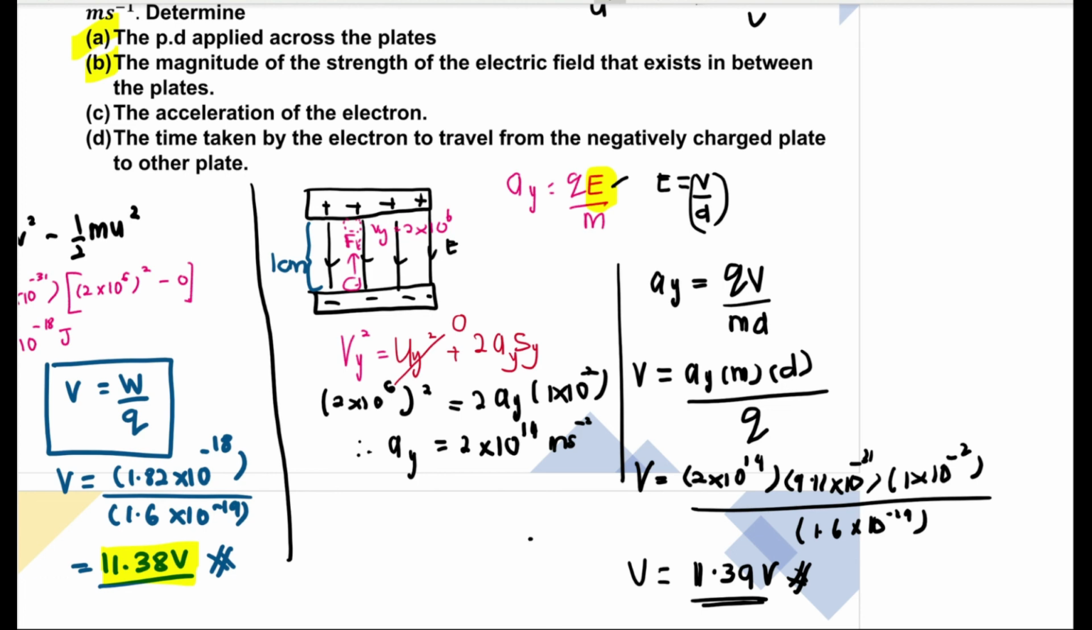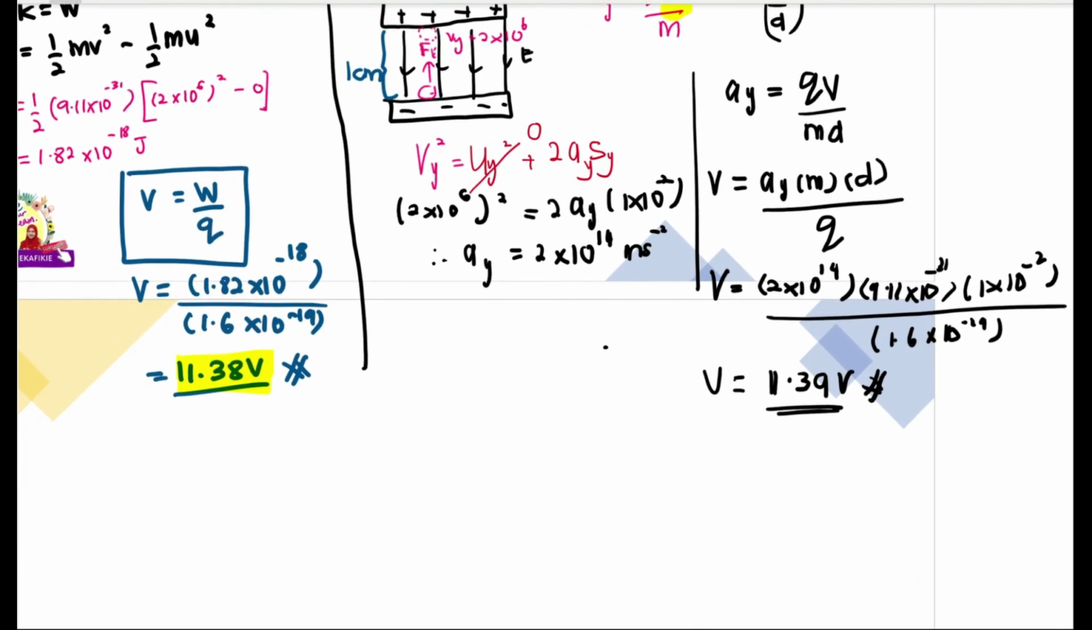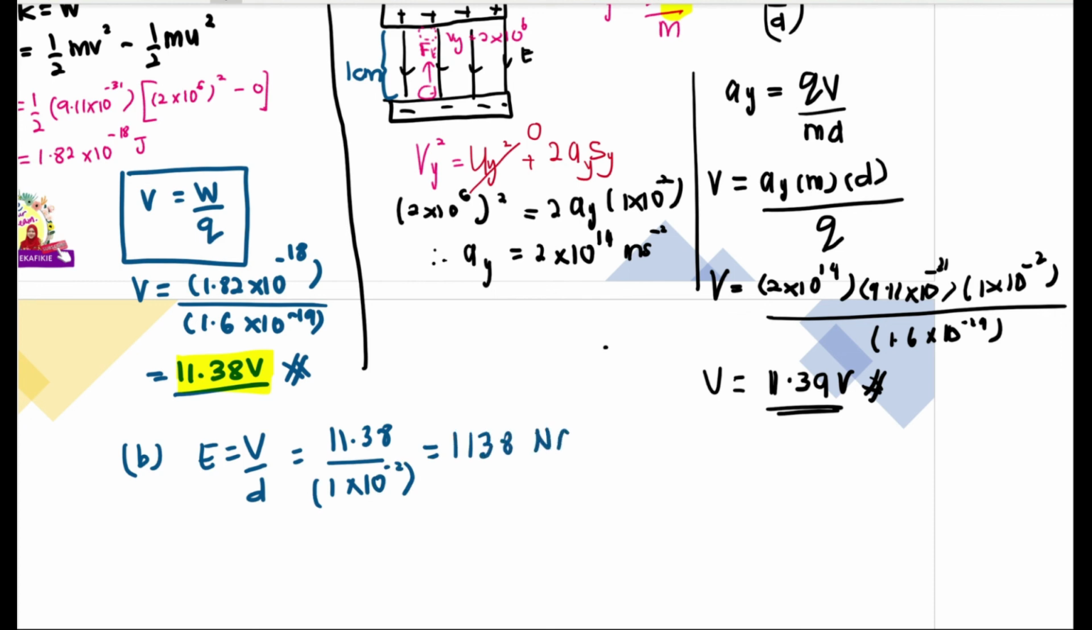So B, E is equal to V over D. V tadi kita dah dapat 11.38 over 1 centimeter. And the final answer should be 1138 newton per coulomb. Okay, so this is the answer.